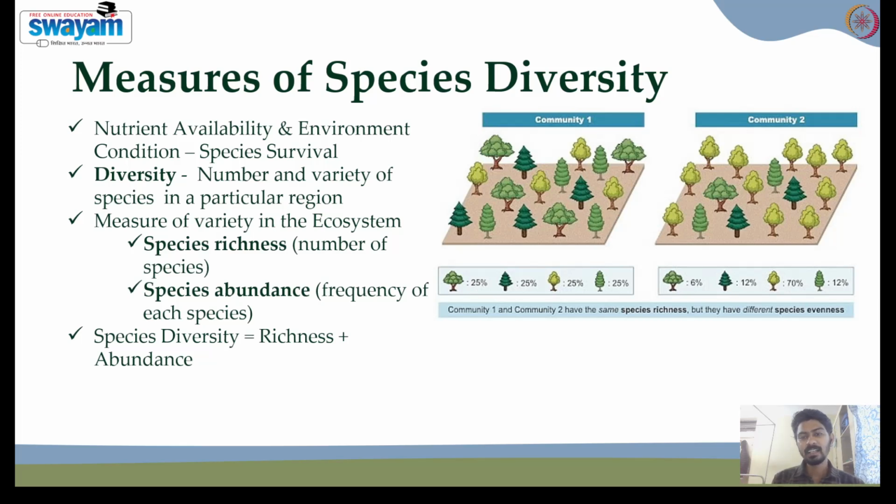So if we take species diversity, how do we measure it? By analyzing two important factors, richness and abundance. We can take one example. On the right-hand side, I have two communities, community 1 and community 2, where we can see four types of trees present in both communities. If you want to describe the species richness, in both community 1 and 2 we have the same species richness. Why? Anyone?